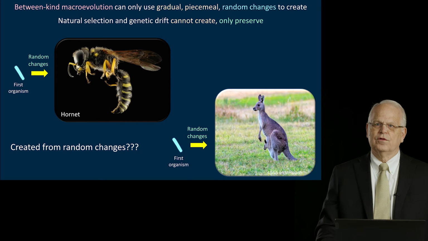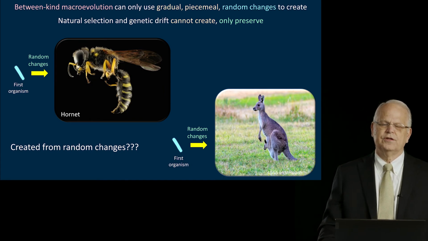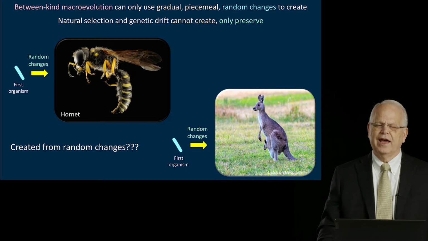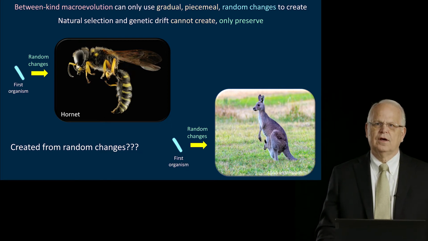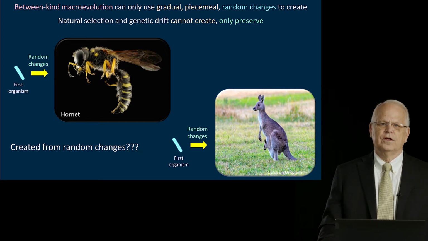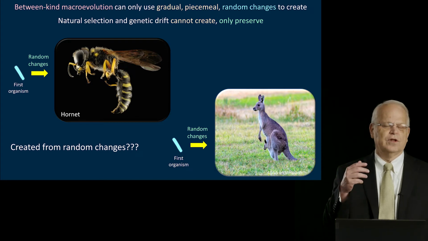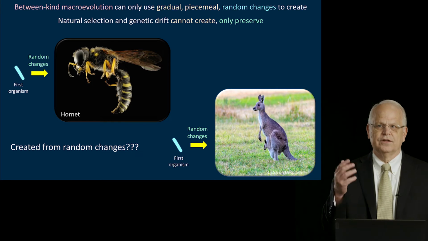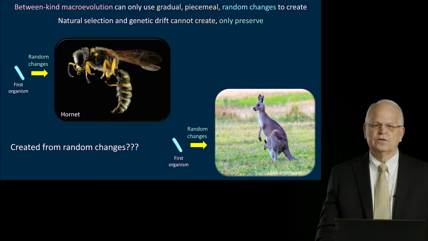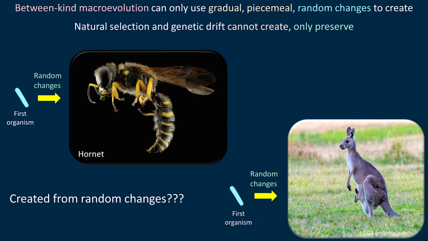Between kind macroevolution can only use gradual, piecemeal, random changes to create. The creation force of between kind macroevolution is random changes. Natural selection and genetic drift cannot create. They can only preserve. Natural selection can only preserve a gene after the gene has been made. Natural selection cannot make the gene, and the same is true for genetic drift. So all the creative ability of macroevolution lies in random change.